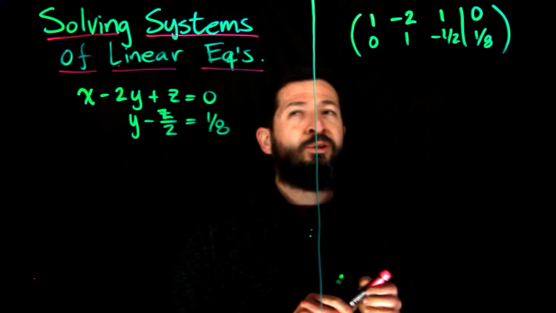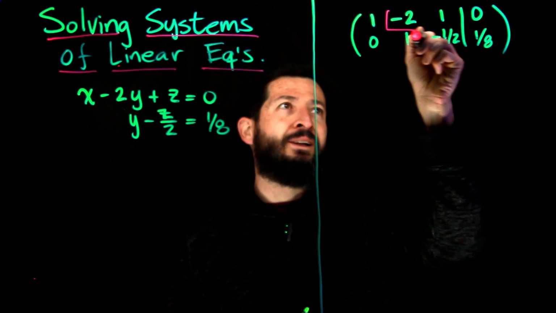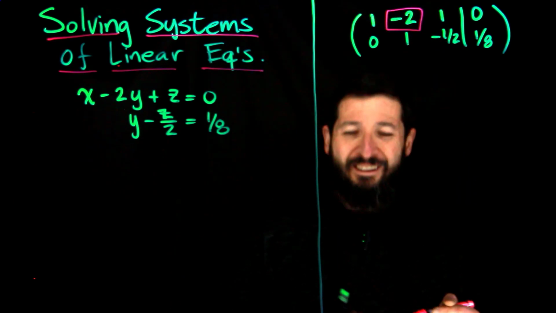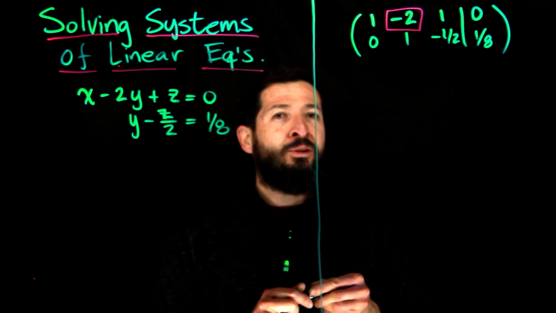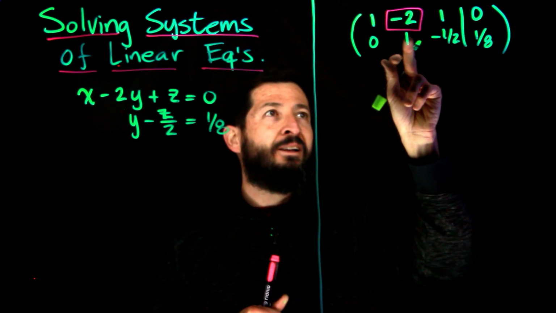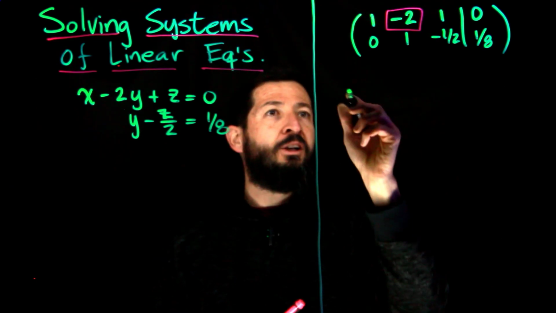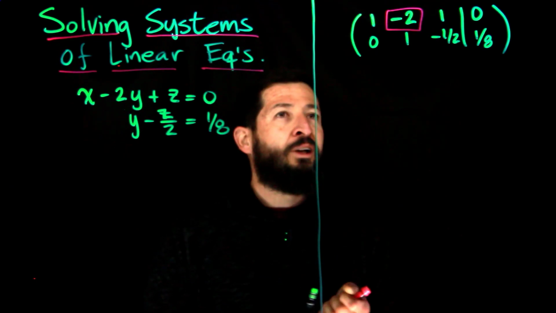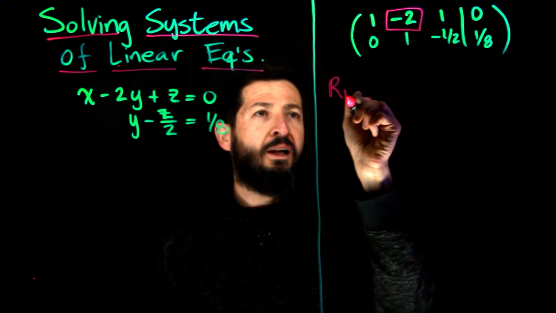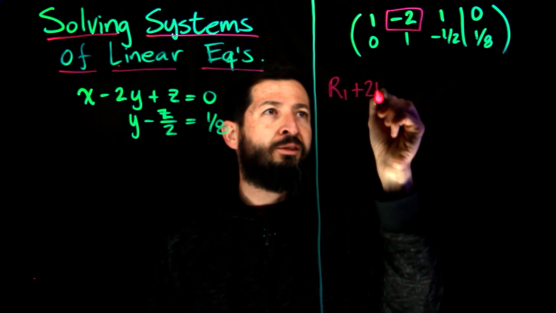So I only have one position that I got to get rid of, make 0, let's say. And the way you would do that, you would just add 2 times of this 1 to this 1 to make it 0. So what you're going to say is you're going to have row 1, and you're going to be adding 2 times row 2.